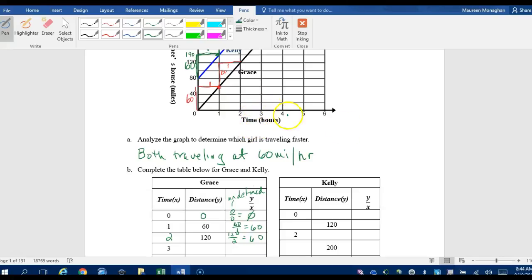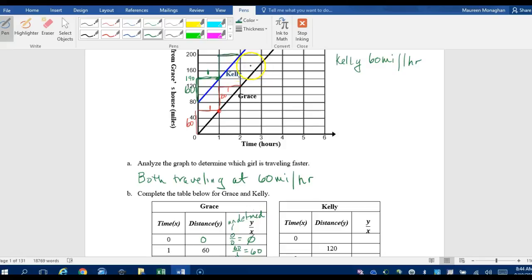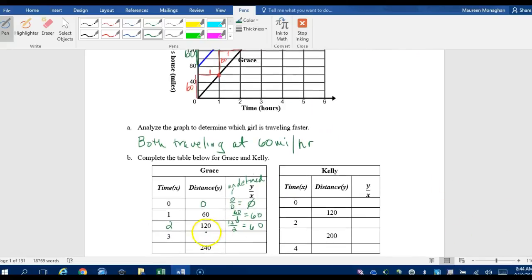Where is she at 3? At 3 hours, she is at 180. 180 over 3 is 60. And at 240, she's going to be 4 hours away, and 240 over 4, I'm guessing you can figure this out, is 60. Okay. So it looks like they're all 60 except at 0.